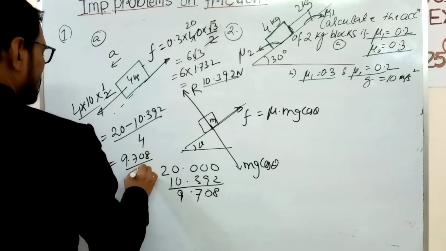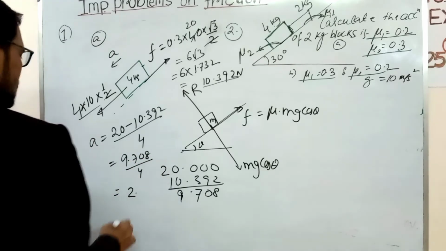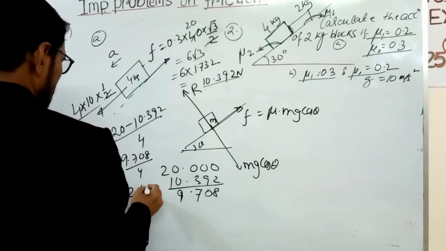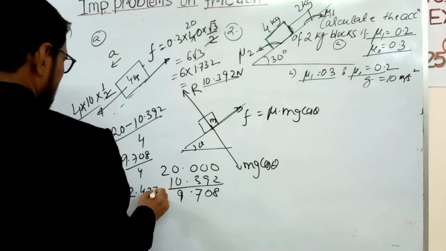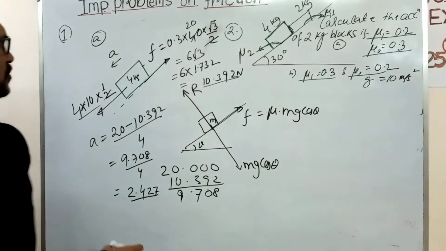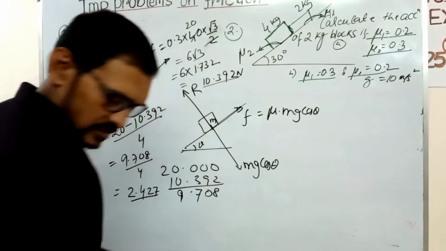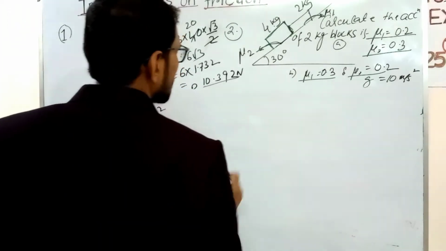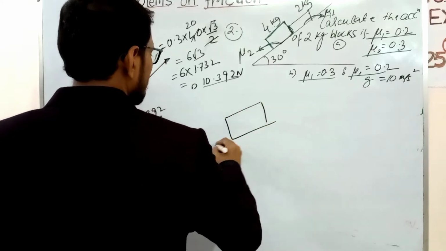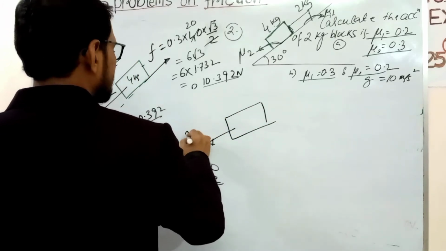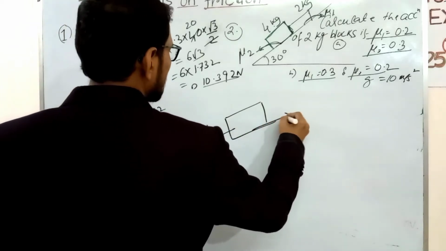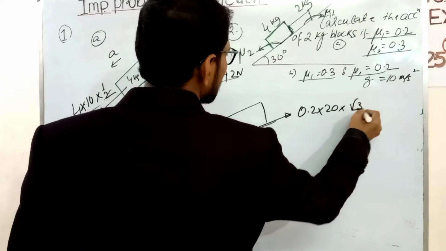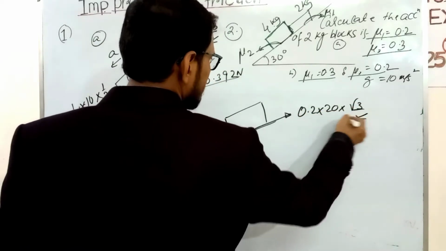9.608 divided by 4 is roughly 2.4. So the acceleration of the 4 kg block will be this. And what is the acceleration of the 2 kg block? For the 2 kg block, the weight component is mg sin theta, 20 sin 30 degrees, that is half, and the friction force equals mu mg with mu equal to 0.2, so 20 into cos 30 degrees, root 3 by 2, that is 10 times root 3 by 2.